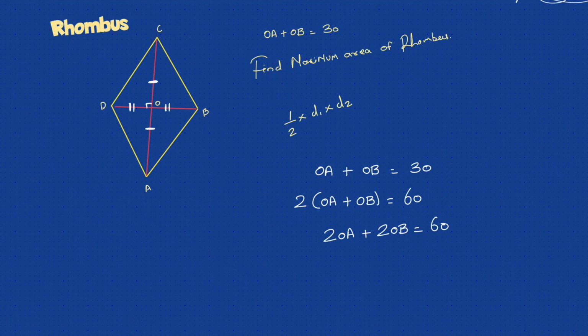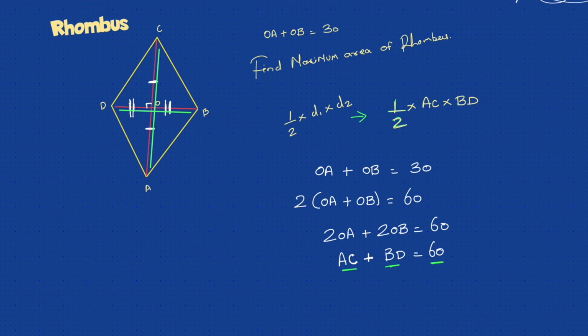But what is 2OA? Double of OA is nothing but AC, the complete diagonal, right? And double of OB, because OB is equal to DO, will be equal to BD. So AC plus BD is equal to 60. AC is one diagonal and BD is another diagonal. So the sum of the two diagonals is 60. I need to make their product maximum.